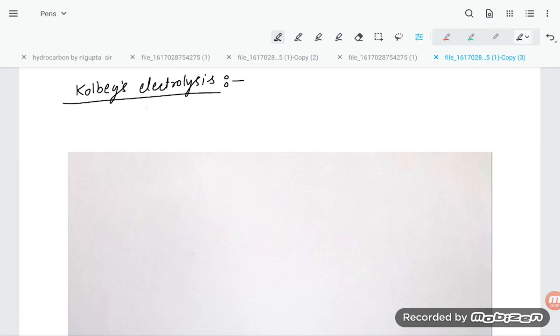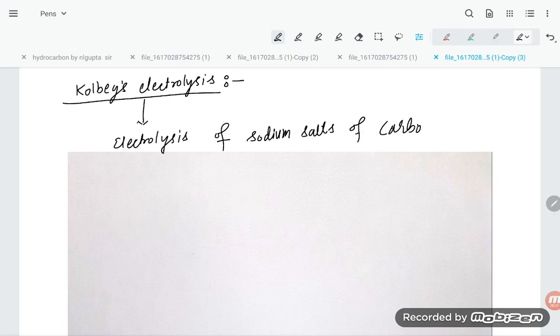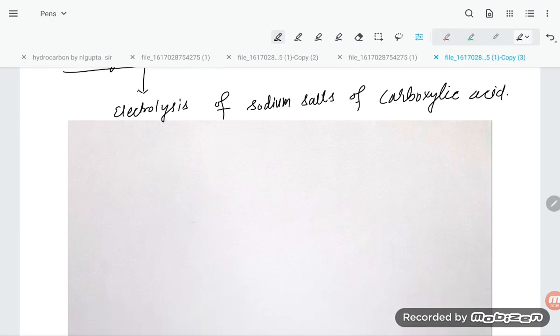Kolbe electrolysis means what? This is the electrolysis of sodium salt of carboxylic acid. Sodium salts of carboxylic acid. This is the Kolbe electrolysis, students. Kolbe electrolysis means electrolysis of sodium salt of carboxylic acid. So dear students, first of all you see what is the sodium salt of carboxylic acid.